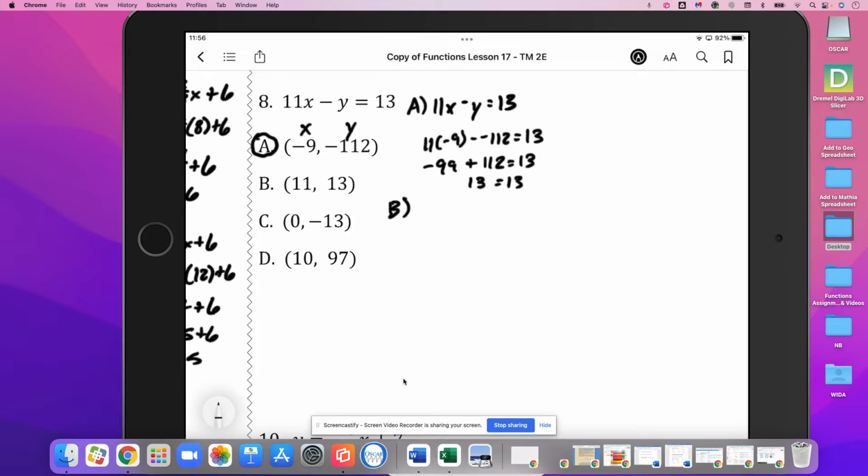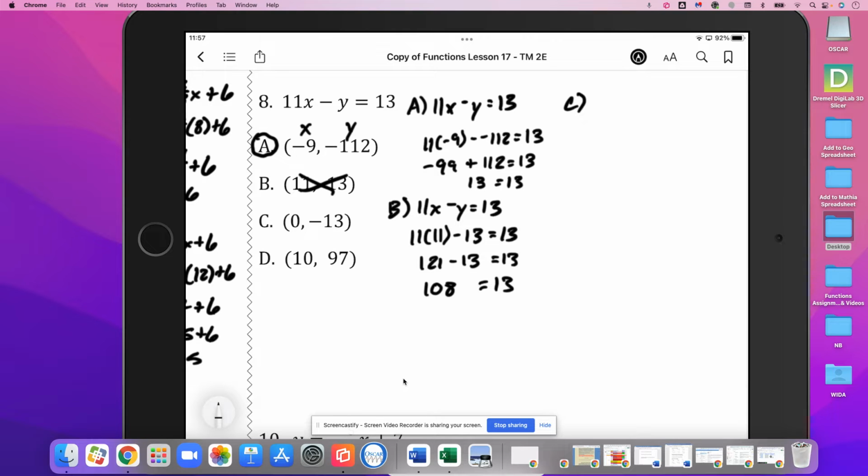Looking at B, 11x minus y equals 13. And our x value is 11. So 11 times 11 minus 13 equals 13. I can see that that's not going to work. It's going to be 121 minus 13. That gives us 108. I think, yeah, equals 13. The answer is no. B does not satisfy the function.